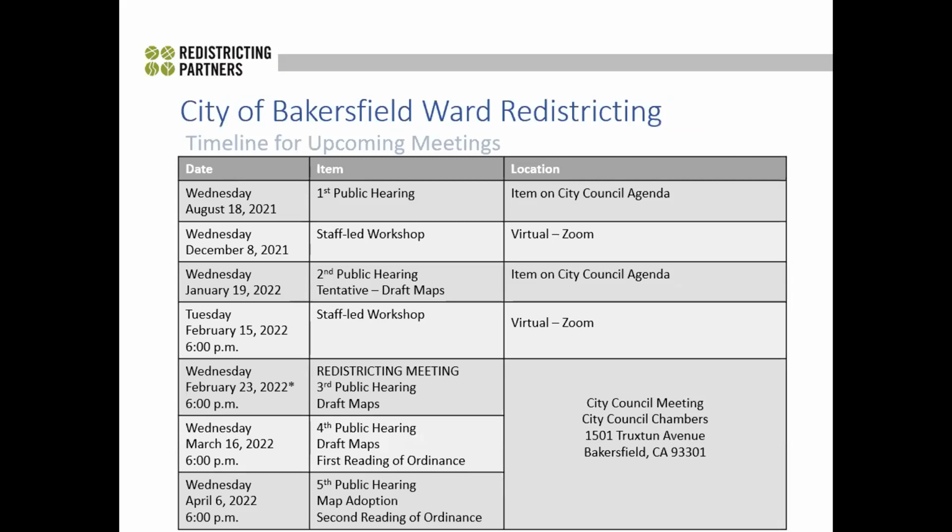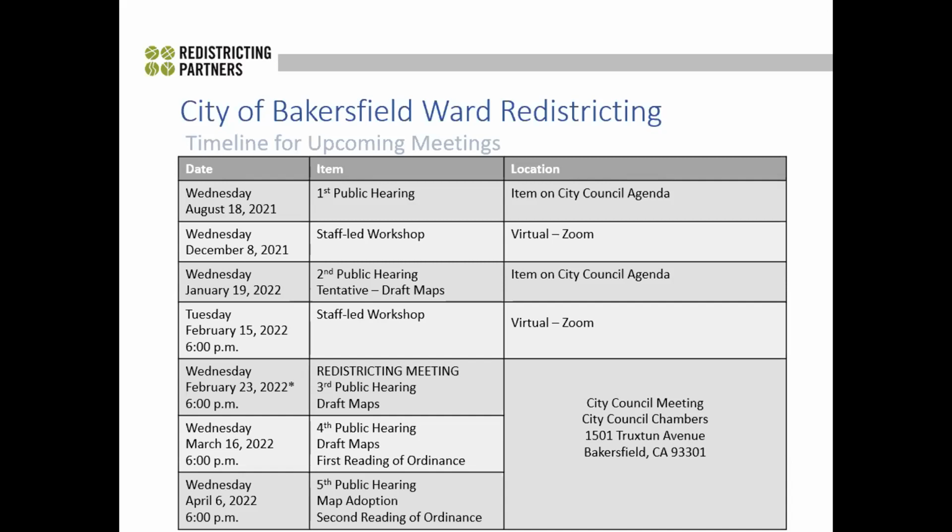This chart here is important, and all of these dates are also on the city's website. This shows you an overview of the city's process so far. The city's first public hearing was held on Wednesday, August 18th of last year during a city council meeting. We have since that date hired Redistricting Partners, who came on board and held a virtual staff-led workshop in December, similar to the one we're holding tonight. Our second public hearing at the City Council was held on January 19th. The recording and agenda for that meeting are also on our website. Tonight's meeting is another staff-led workshop. That's the Tuesday, February 15th date.